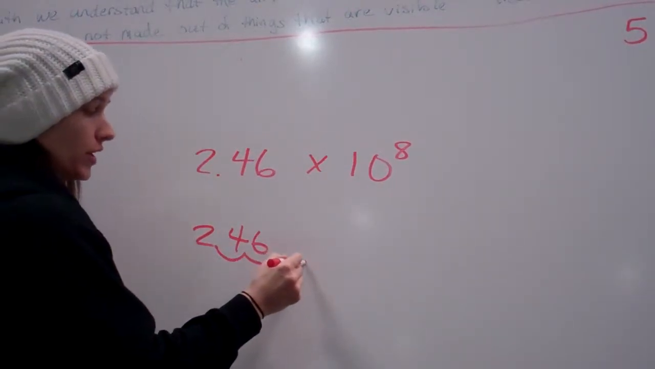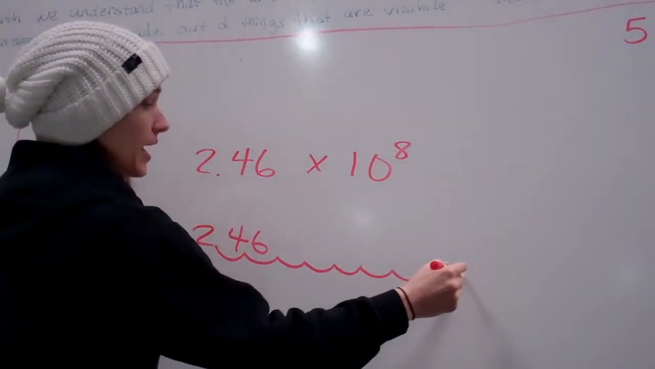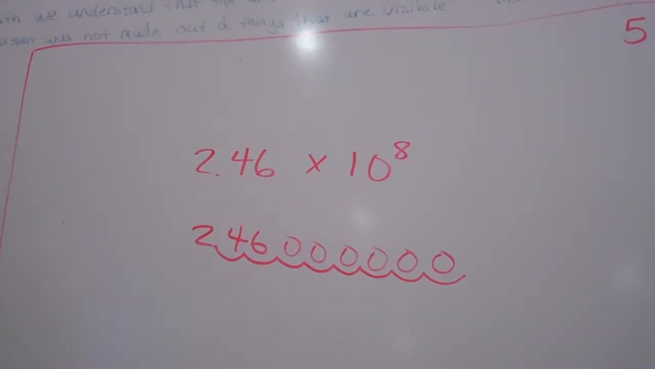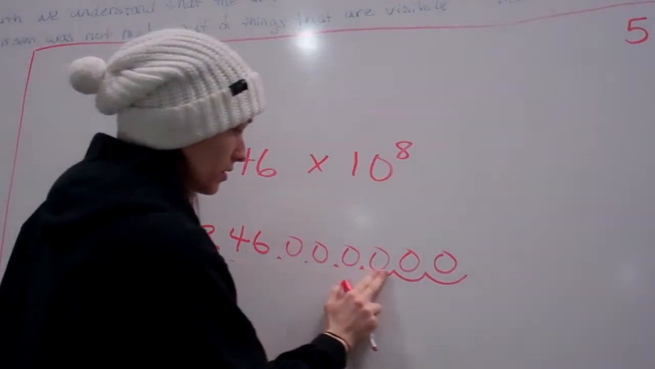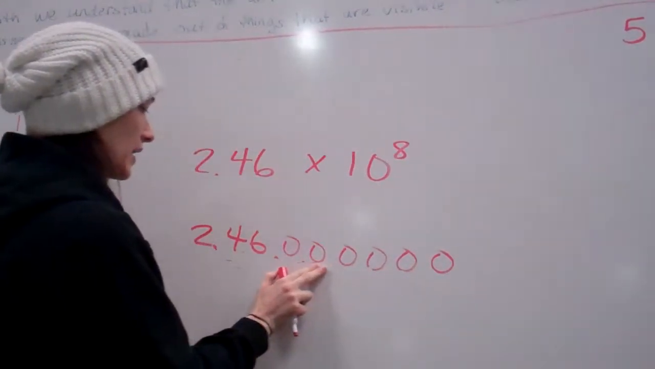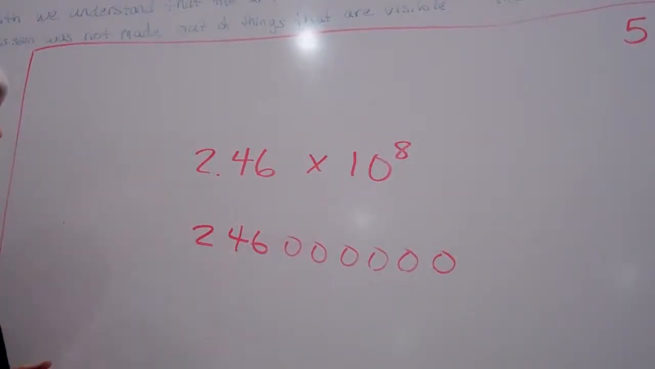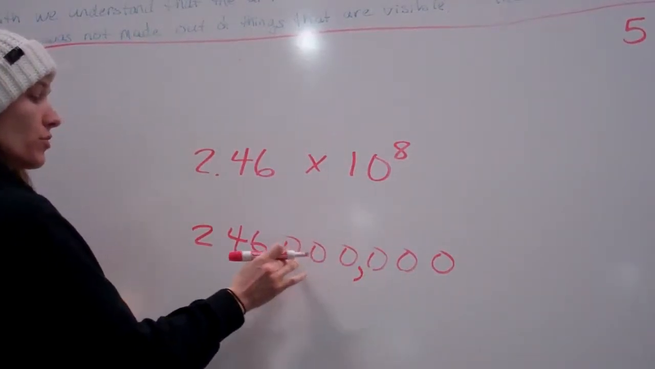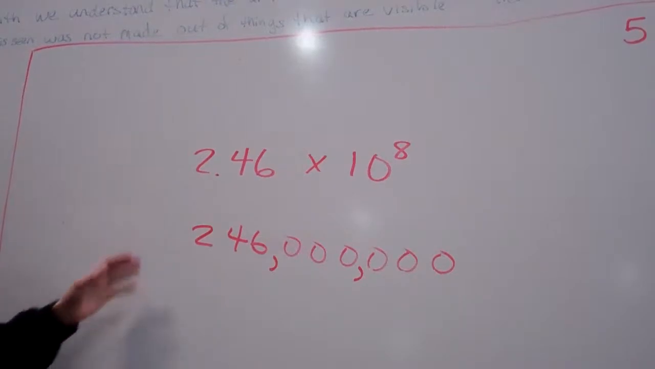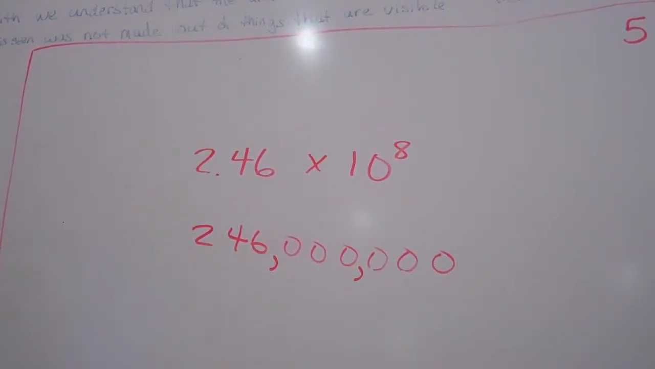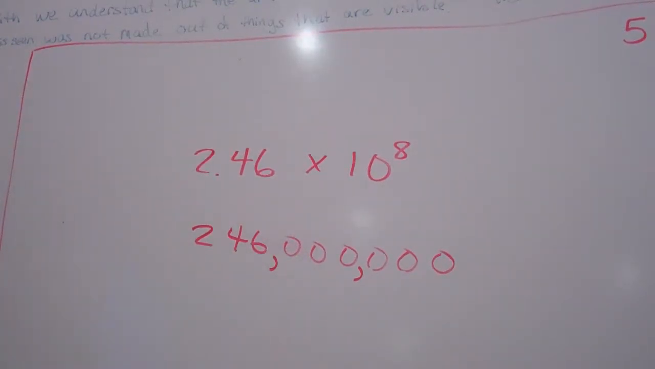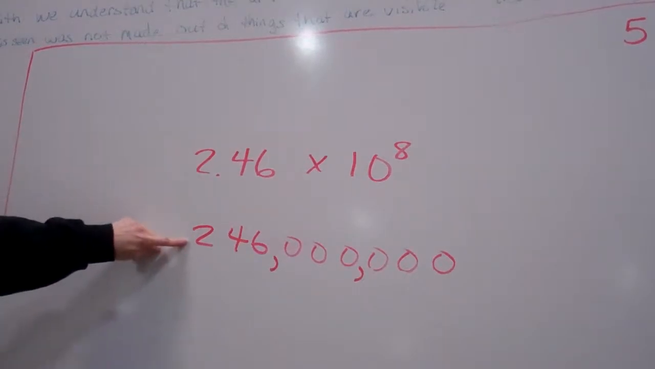1, 2, 3, 4, 5, 6, 7, 8. Fill everything else in with zeros. And then take away your decimal that was right here. And then you're going to count 1, 2, 3, put a comma, 1, 2, 3, put a comma, 1, 2, 3. And we don't need another one. So if I were to read this number, I would say 246 million. So this is 246 million. Does everybody understand how we do that?